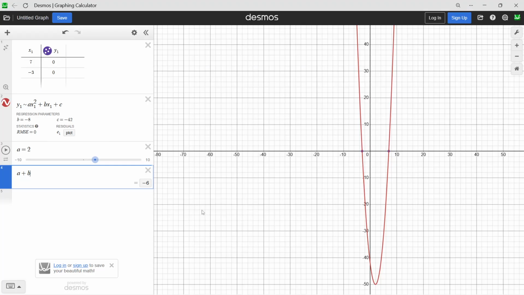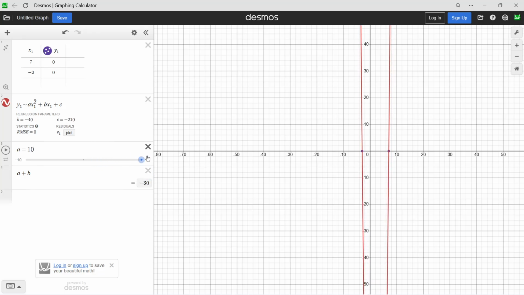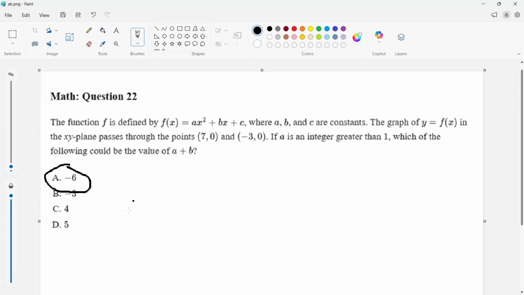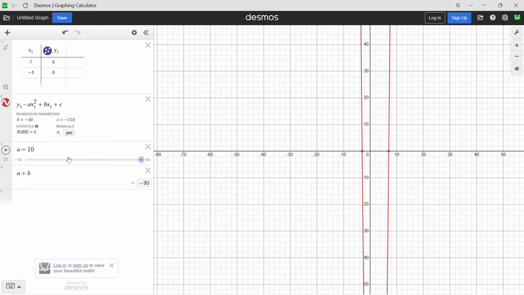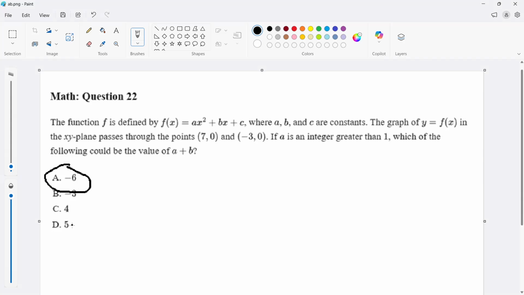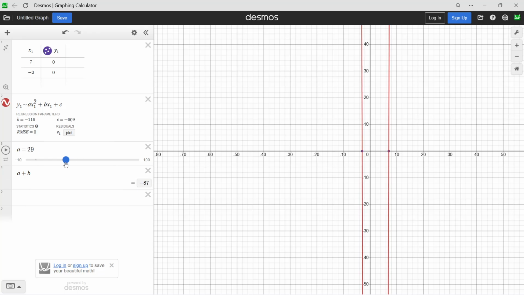That works. What if you didn't happen to pick a equals 2? You said, well, 10 is an integer bigger than 1. Yes, it is. But look, b is -40. A plus b is -30. -30 isn't there. Okay, you said, what if I go the wrong way now? What if I go to 11? Well, now b is -44. It's -33. See, as I get bigger, that number's getting to be a larger and larger negative number. Well, I want it to be a smaller negative number or start to become a positive. So I have to go smaller than 10.